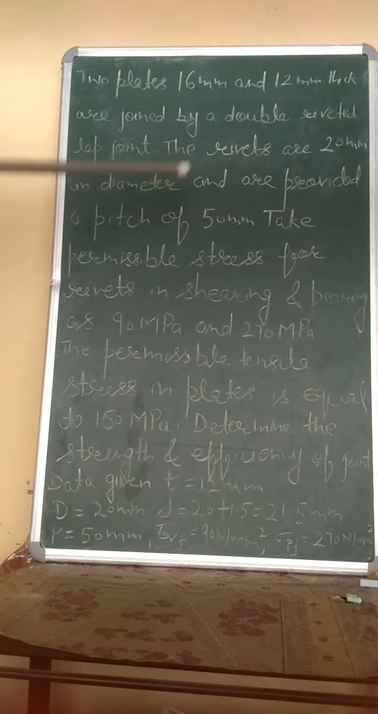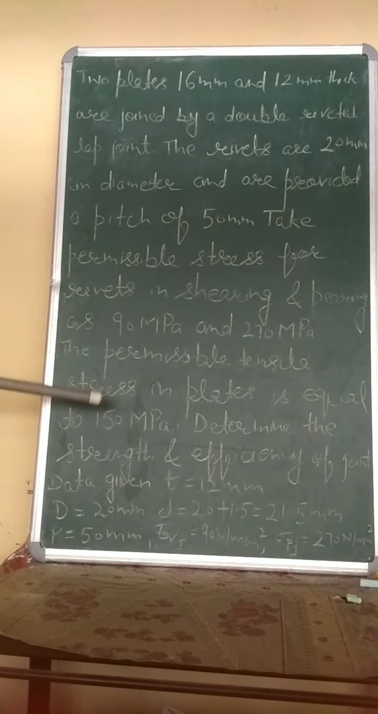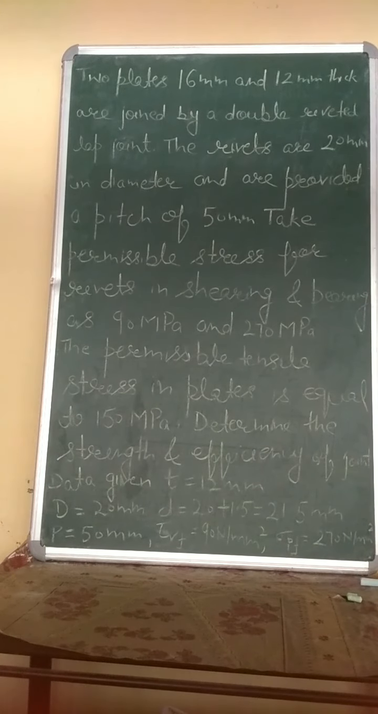P, pitch, is already given in the question, that is 50 mm. Tau VF is 90 Newton per mm square. 1 MPa is equal to 1 Newton per mm square, we already noted. And sigma PF is 270 MPa, and the value of sigma AT is equal to 150 Newton per mm square. Now we have to calculate the value of strength.